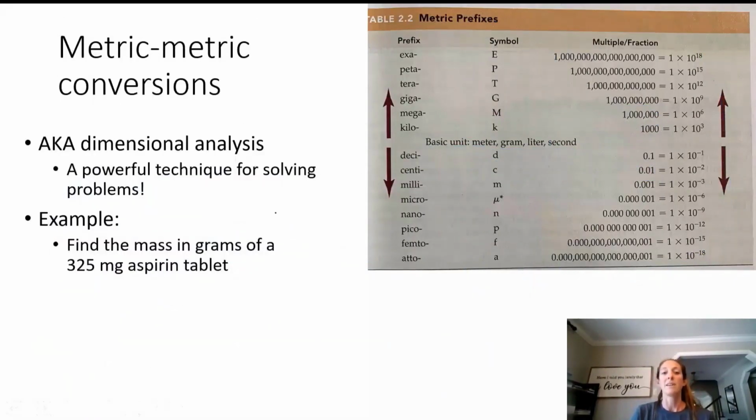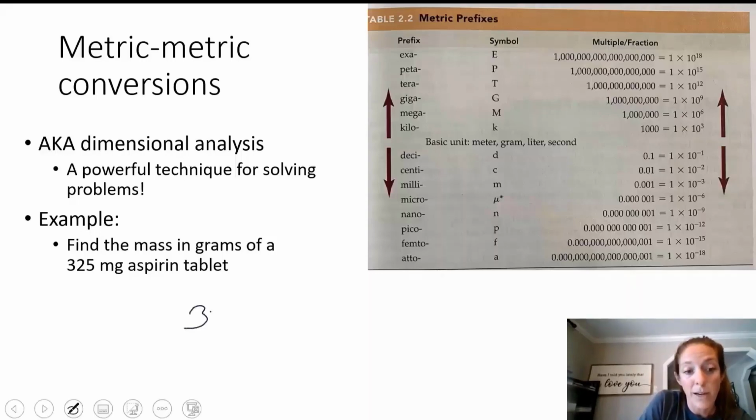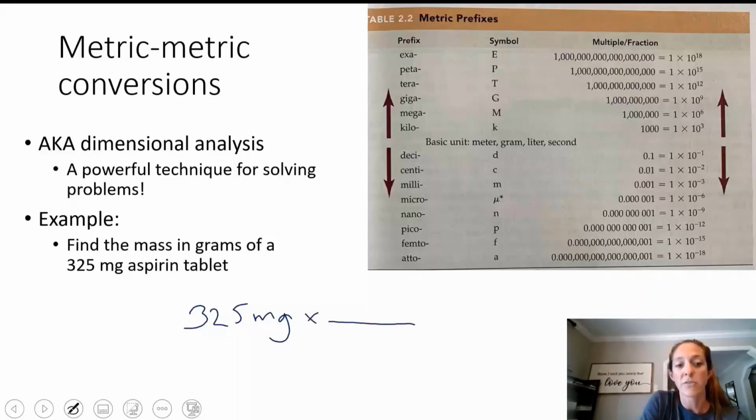Okay, so knowing those unit factors, we can do what's called dimensional analysis. If I said, I need to find the mass in grams of a 325 milligram aspirin tablet, how would I go about doing that? Well, we always start with what we're given. I would say, okay, I'm starting with 325 milligrams. Okay, now I need to know the conversion factor to get from milligrams to grams.